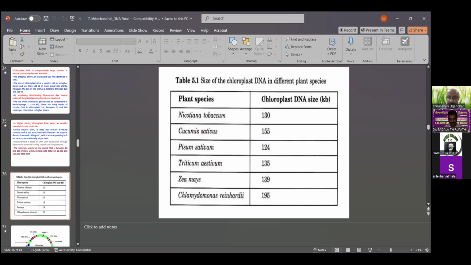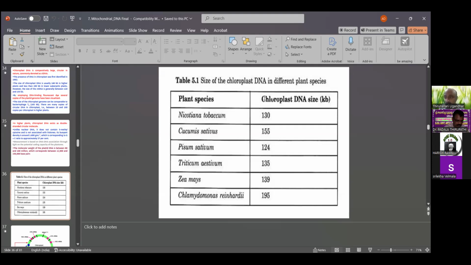So, what are the sizes of the chloroplast DNA in different plants? Nicotiana tabacum 130 kilobases, Cucumis sativus 155, Pisum sativum 124, Triticum aestivum 135, Zea mays 139. Chlamydomonas is 190; Chlamydomonas is a unicellular organism, an alga, in which a chloroplast is present, and it is an autotrophic organism. Chlamydomonas 195 kilobases.